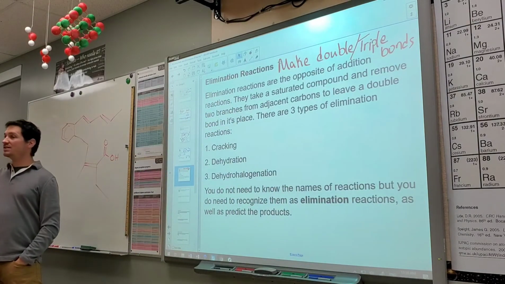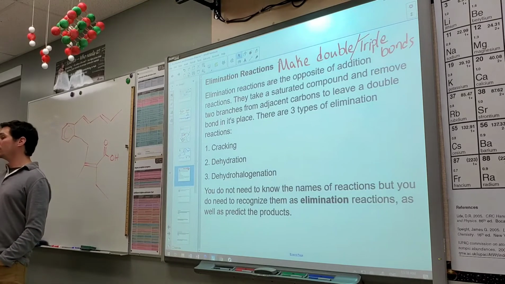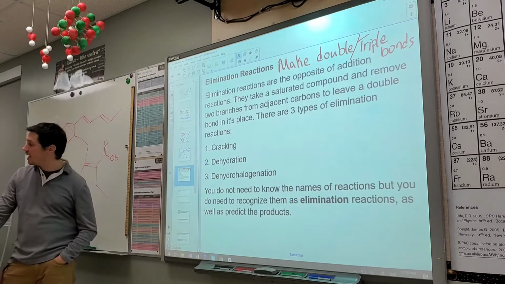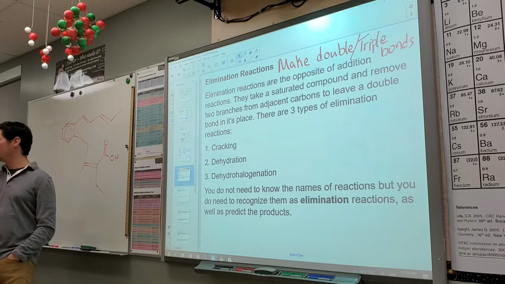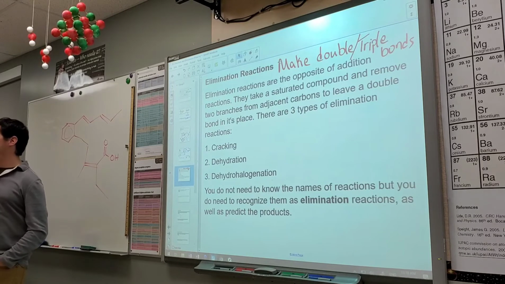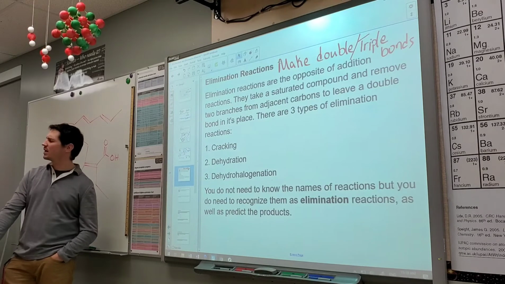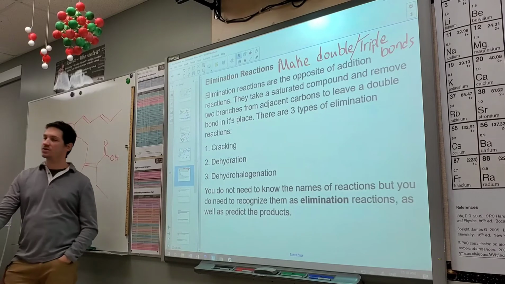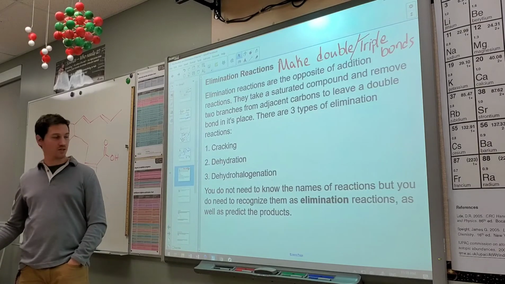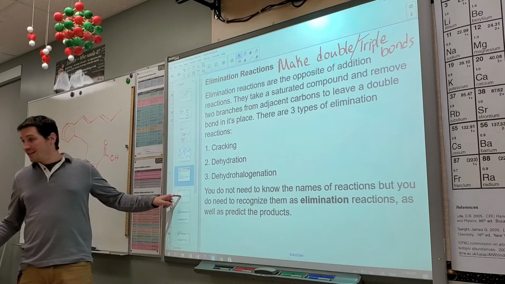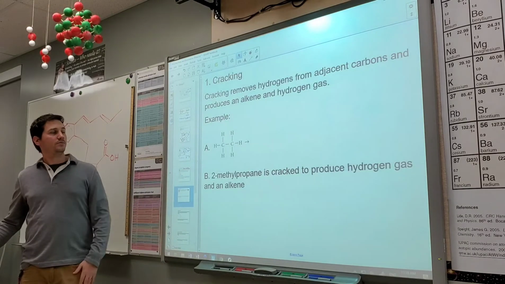Addition reactions use up or break double and triple bonds. Elimination reactions make double or triple bonds. They are the exact opposite. Elimination reactions and addition reactions are the complete opposite of each other. So let's take a look at this.